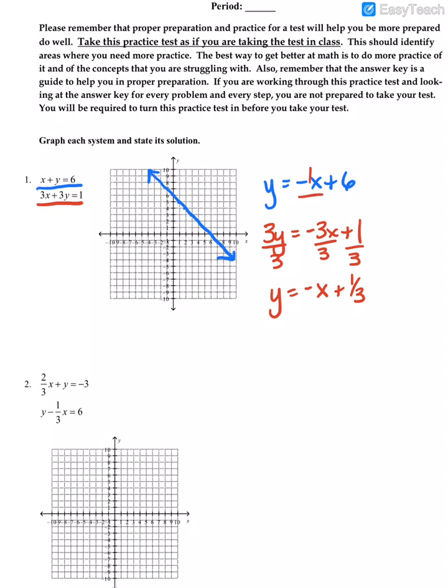Notice they both have the same slope. So if I start at 1/3, about there, down 1, right 1. Two parallel lines, so there's no solution.